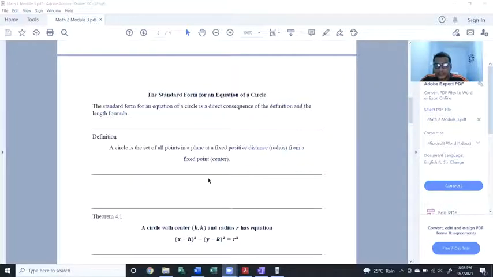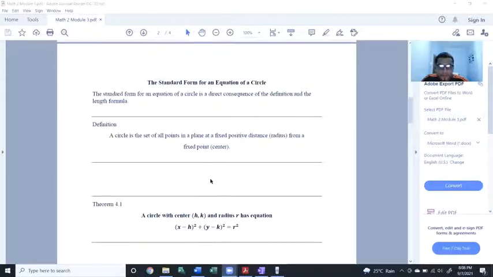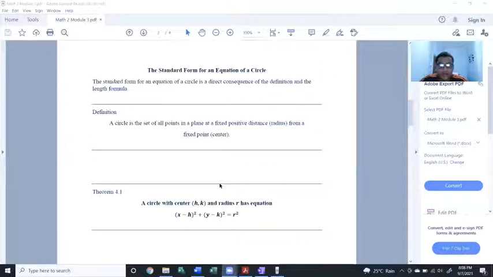So, in general, it is a locus of a point with a fixed distance from a certain fixed point. We discussed in module 2 the locus of points, or how to determine the equation satisfying the condition. So a circle with the center (h, k) and radius r has a standard equation of the form (x - h)² + (y - k)² = r².